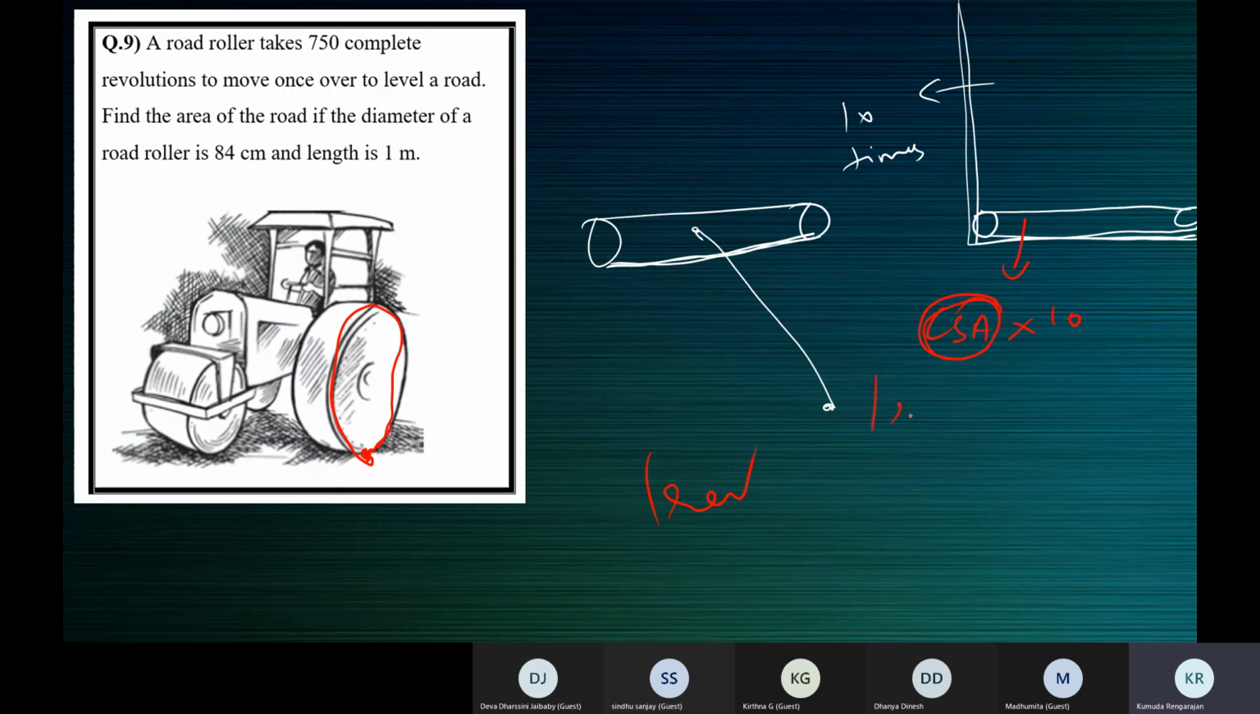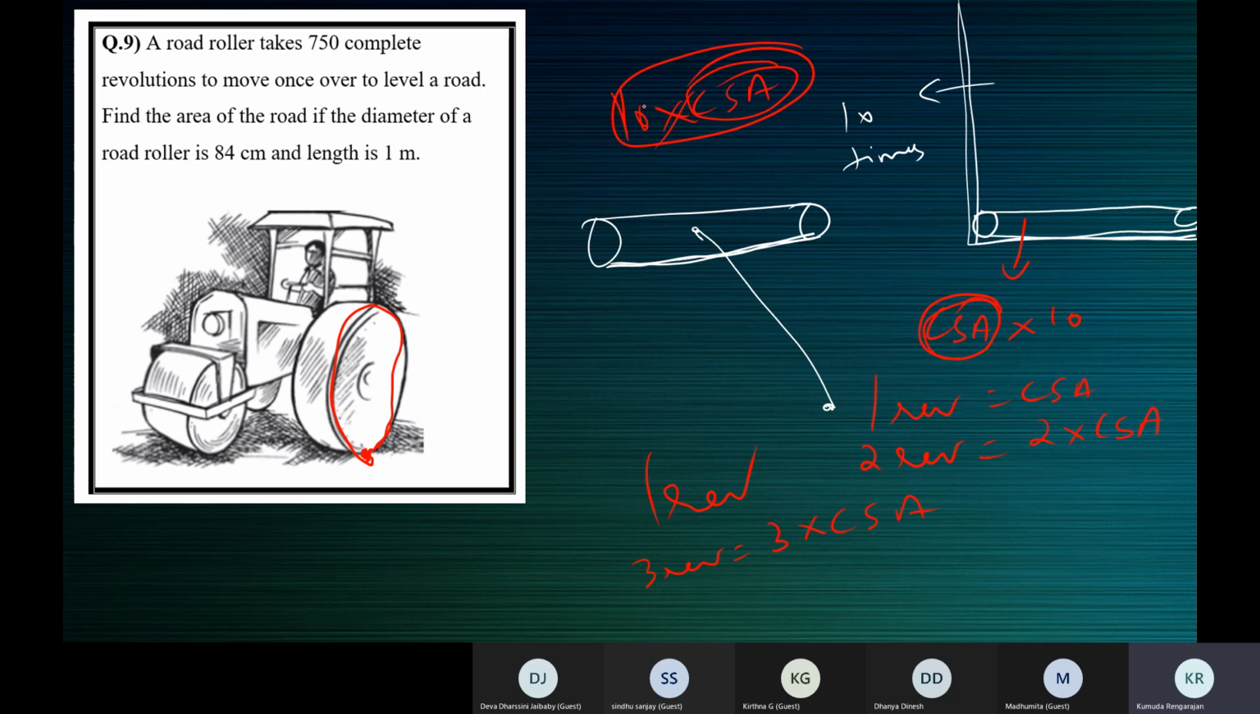So the area covered in 1 revolution is equal to CSA. The area covered in 2 revolutions will be 2 into CSA. The area covered in 3 revolutions will be 3 into CSA. So if it goes 10 times, 10 into CSA will be the area of the playground. Whatever is the curved surface area of the roller into the number of times it rolls will be the area of that ground, or whatever surface it is.